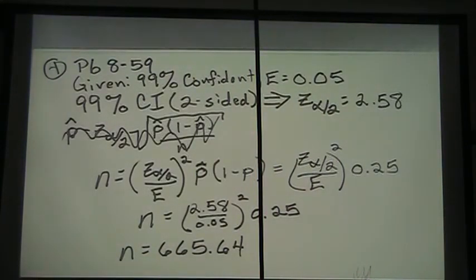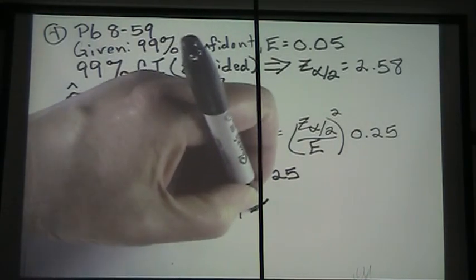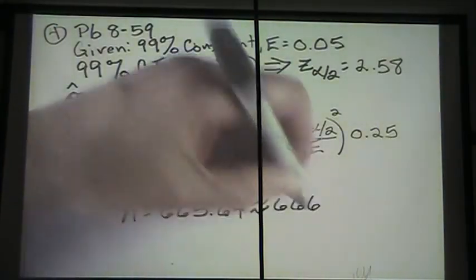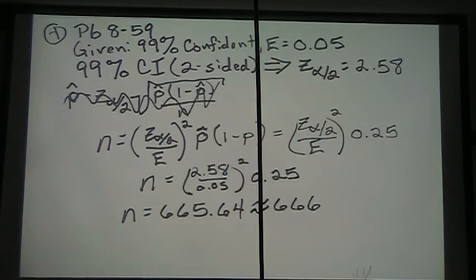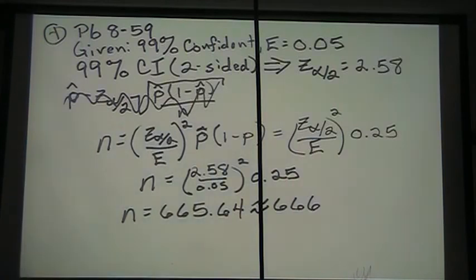All right, but of course, as has been pointed out over and over again, you can't have 0.64 of a sample. So instead, we write down the next number up, 666. Now, hopefully, those of you with a more religious persuasion aren't quaking in your shoes at this point. All right, so that is for a 99% two-sided confidence interval.